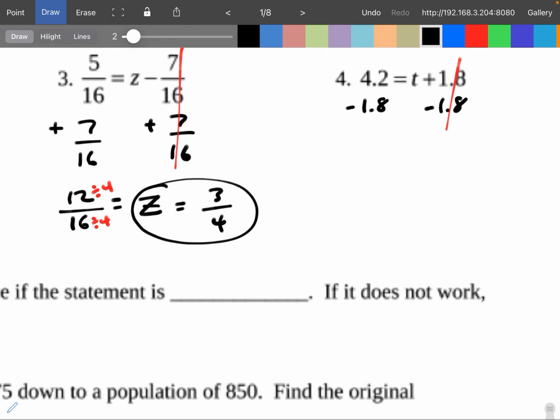Subtract what? Yeah, subtract 1.8. I got t plus 1.8. I want to get rid of that positive 1.8 there, so I'm going to subtract 1.8 on both sides. So we're going to subtract 1.8 on this side, subtract 1.8 on this side. Again, these will cancel out, make 0. So all I have left on the right-hand side now is just t.